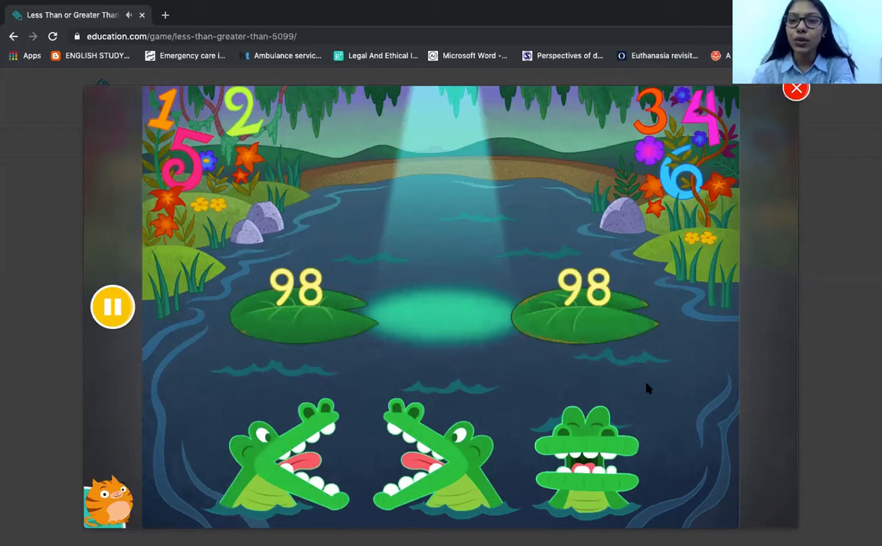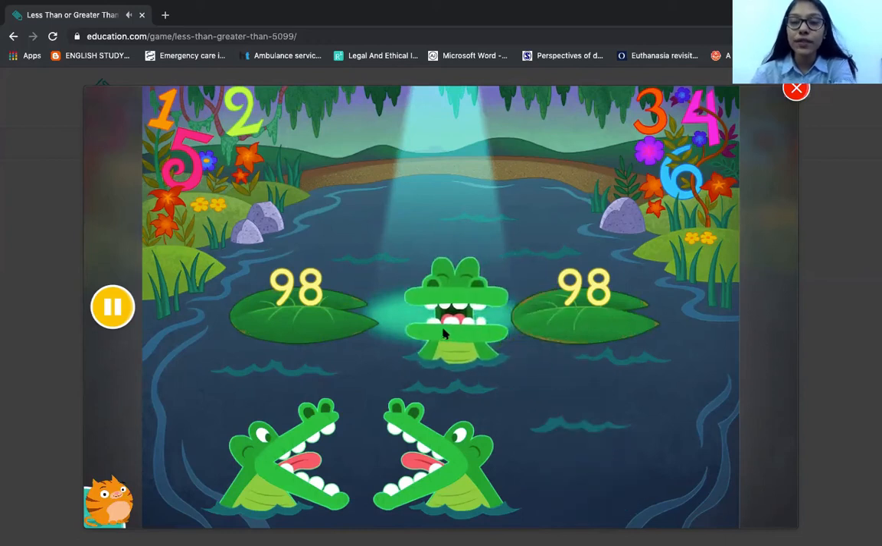Now what should we do? Here also we have 98 and on the other side is also 98. So we will use the symbol of equal to. 98 is equal to 98.